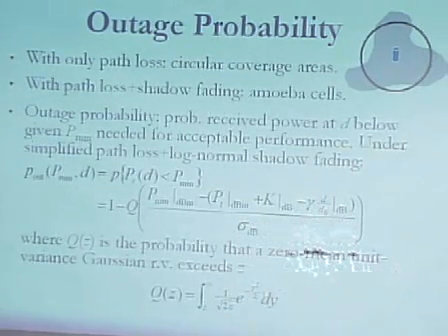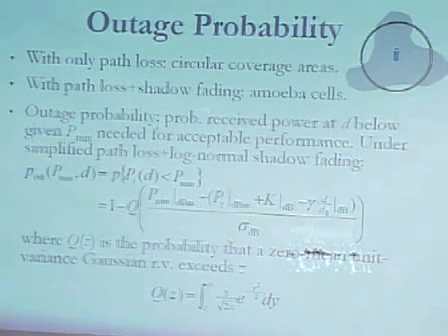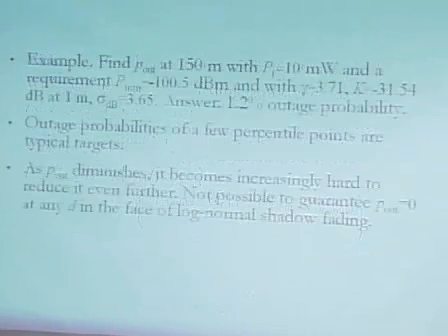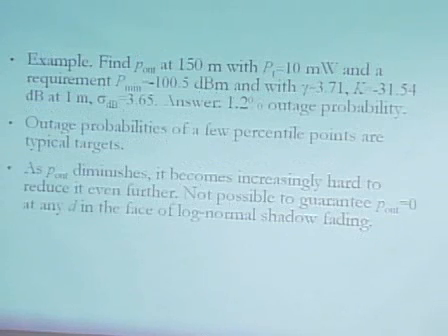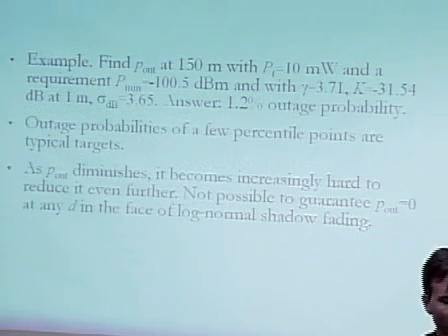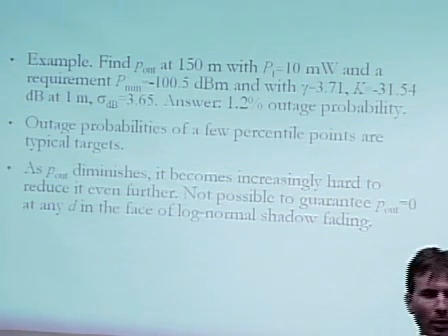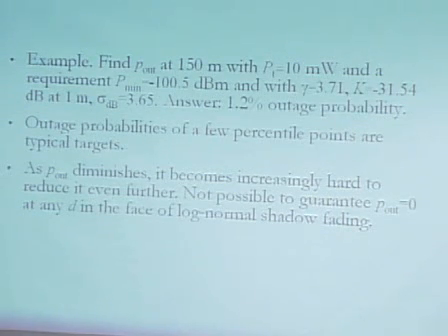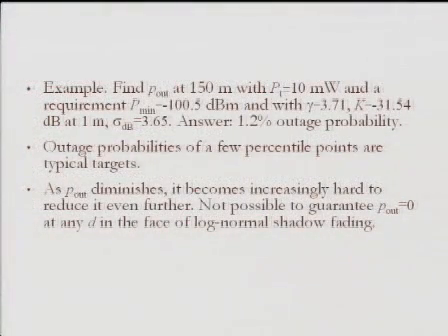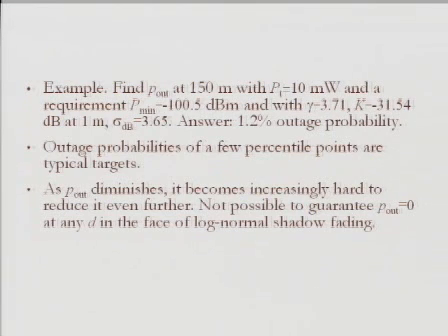You compute the Q function from the web or from any of the math programs. And it comes down to 1.2% outage probability. So the point of this exercise is to get you a feeling for which are typical values of outage probability. Typical targets in a cellular system are between 1 and 3%. Coverage outages bigger than 3% are typically deemed bad service. Better than 1% is very good service.